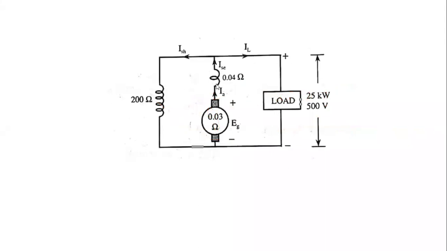This is the series field winding, this is the armature, and this is the shunt field winding. This shunt field winding is connected in parallel to the combination of the series field winding and the armature. This is the load. Across the load we have the voltage, the terminal voltage, of 500 volts.